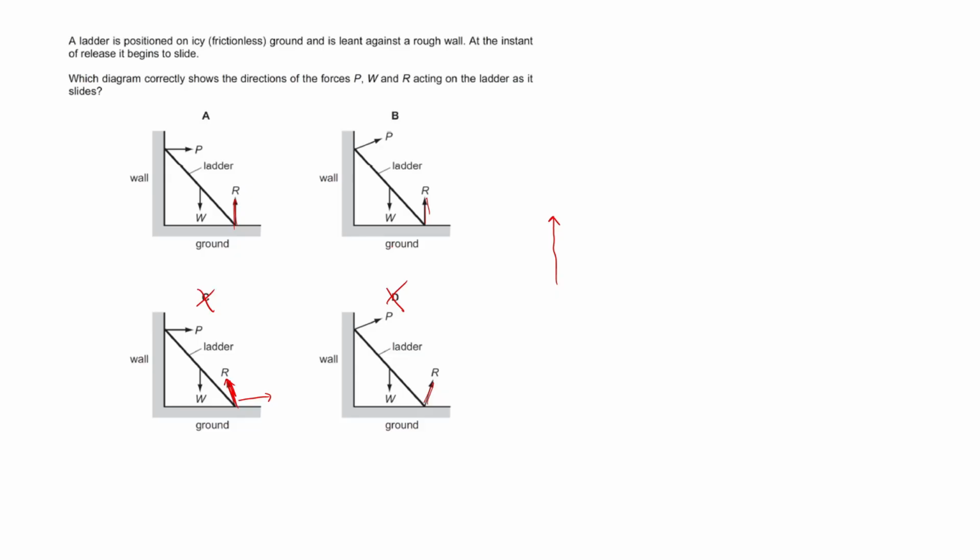But we see that it's actually leant against a rough wall. That means there is some force opposing the ladder from going down. So in that case, it should be going up. So the only viable answer is B.